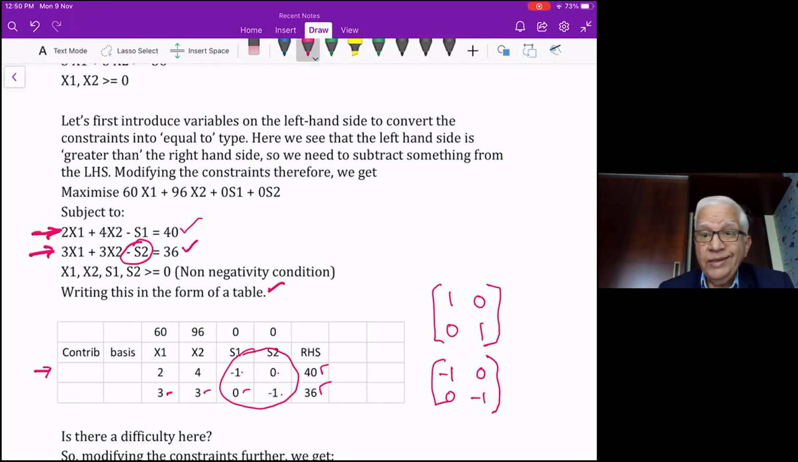Okay, because s1 and s2 were subtracted from the left hand side, their coefficient is appearing as minus 1 in the table. Therefore, the identity matrix that we wanted to be present is not present in this table. This is a great difficulty because identity matrix always identifies the initial basis.